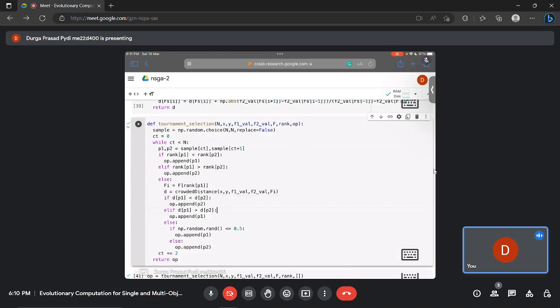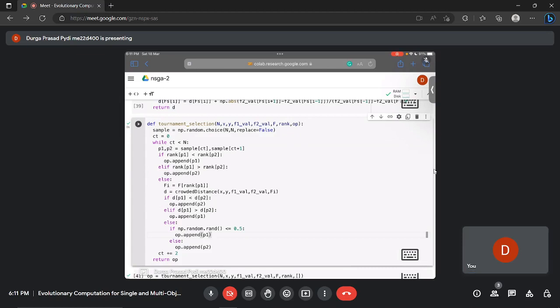If again it so happens that even distances are also equal, like if ranks and distances both are equal, then I'll come to the last case. In that particular case, we need to choose any one of these individuals randomly. So I will generate again a random number. If that random number is less than 0.5, then I will choose P1. Otherwise, I will choose P2. This is equivalent to saying I am choosing any one of them randomly with 50% probability.